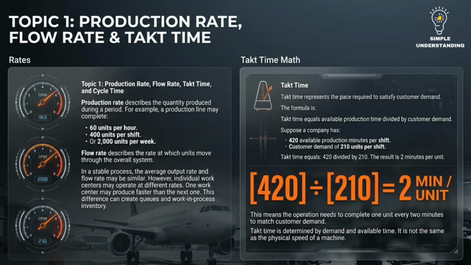Takt time. Takt time represents the pace required to satisfy customer demand. The formula is takt time equals available production time divided by customer demand. Suppose a company has 420 available production minutes per shift and customer demand of 210 units per shift. Takt time equals 420 divided by 210. The result is 2 minutes per unit. This means the operation needs to complete 1 unit every 2 minutes to match customer demand. Takt time is determined by demand and available time. It is not the same as the physical speed of a machine.